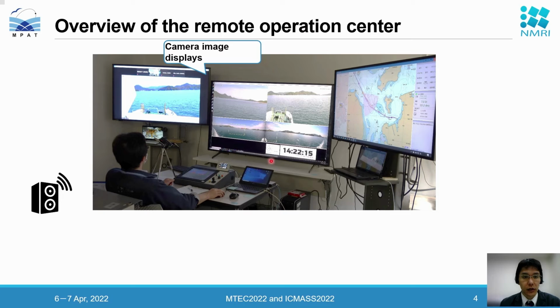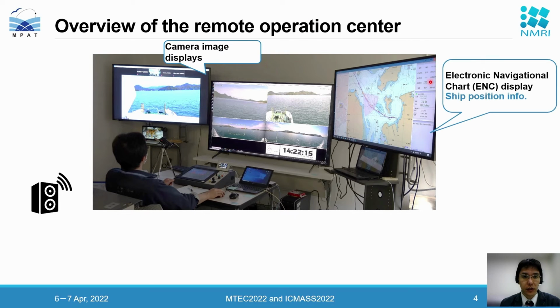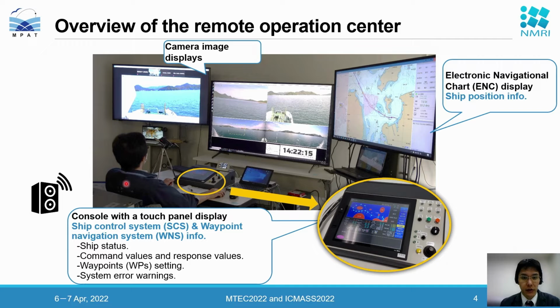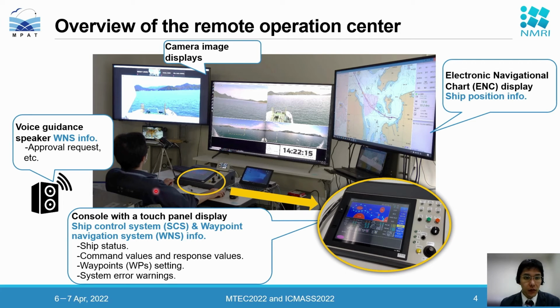These two monitors show the image from the onboard cameras, and the right display monitor shows ship position information on an electronic navigation chart. The console with a touch panel display provides ship control system and waypoint navigation system information, such as ship status, command and response values, waypoint settings, and system error warnings. And a voice guidance speaker also provides waypoint navigation system information, such as approval requests to the remote operator.